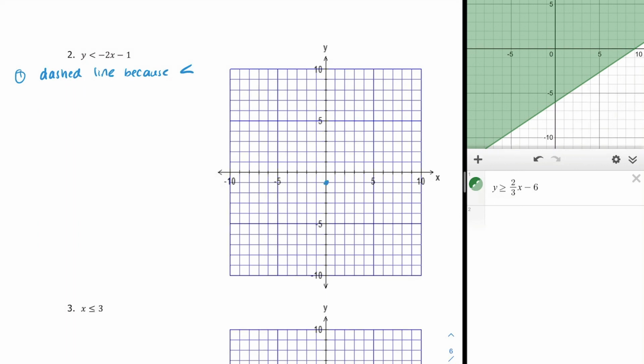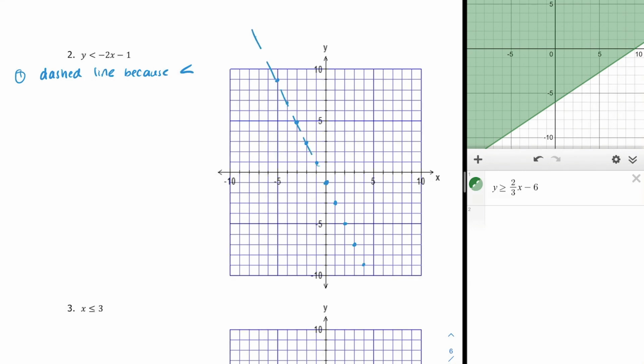So I'm going to look at that -1 as my y-intercept. I have a slope of -2, so I am going down 2 and over 1, down 2 over 1, down 2 over 1, down 2 over 1, backtrack, up 2, left 1, up 2, left 1, up 2, left 1, up 2, left 1, up 2, left 1. And I'm going to connect it with a dashed line.